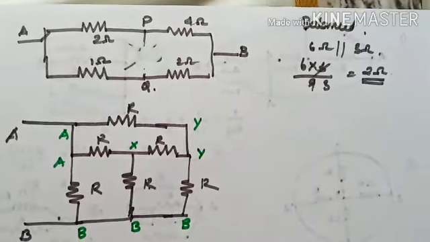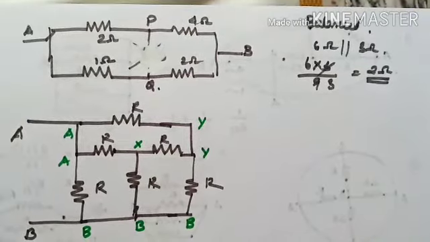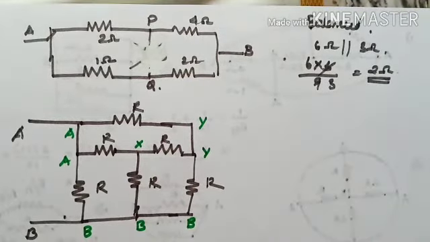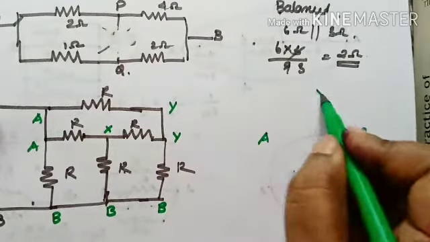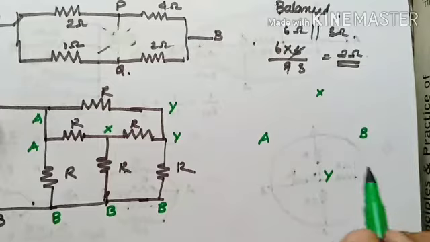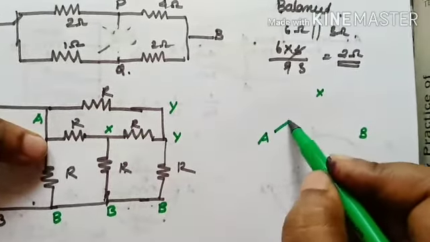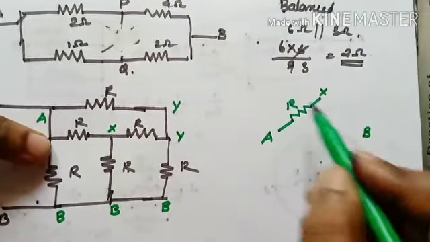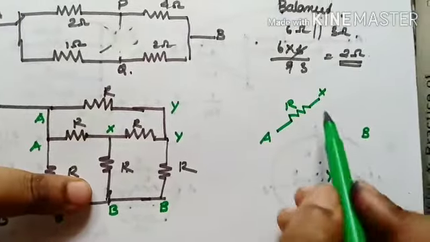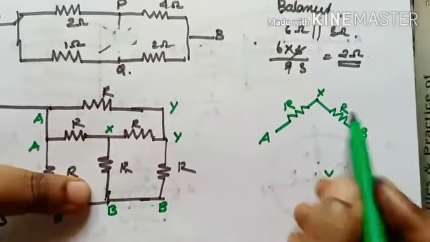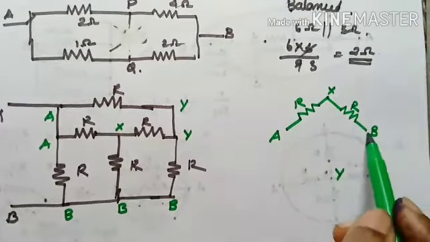Now, can I draw an equivalent circuit for this, guys? Of course I can draw. I'm going to draw, okay? How many points are there? There are 4 points: A, B, X and Y. Between A and X, I'm going to take one R. Well and good. Now between X and B, there is an R. Between B and Y, there is an R.